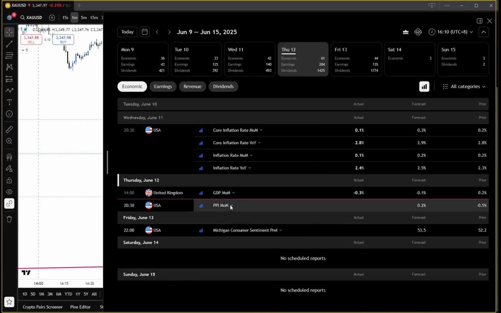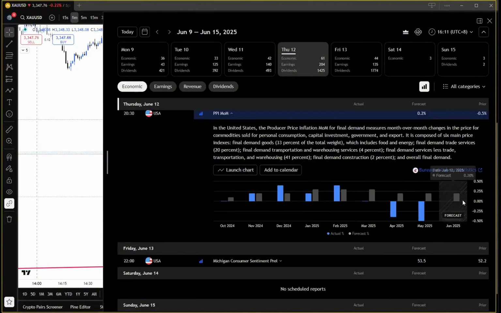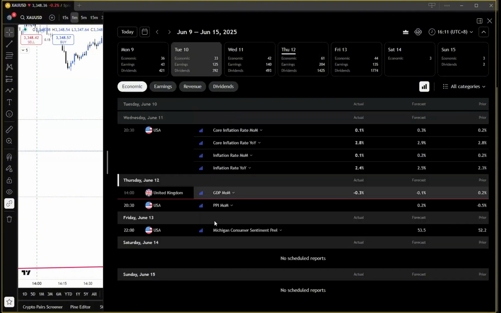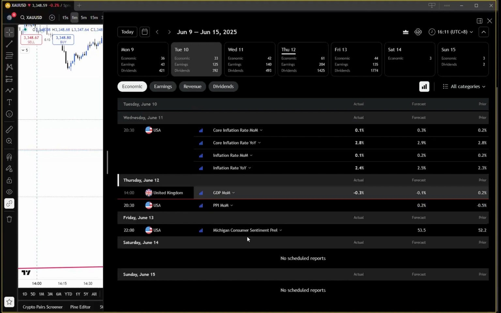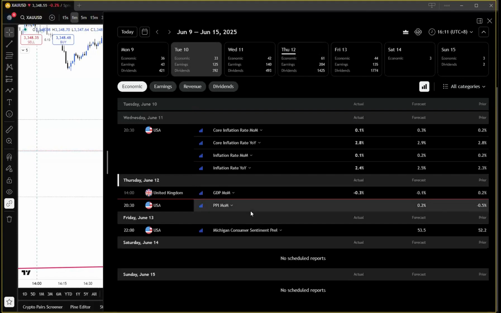So we have PPI, okay, forecast. The actual last month was negative 0.5, so there was in fact a slowdown. Whereas the forecast was 0.2, again this month 0.2, where we see a further fall off of the producer price inflation. Then there is another survey coming out tomorrow. So these are the high impact news that we want to watch out for when you're trading XAU USD.